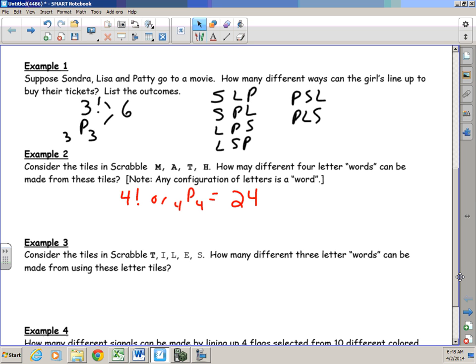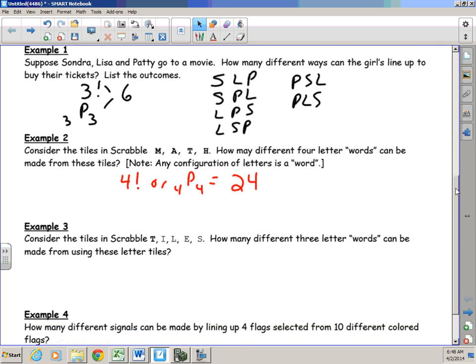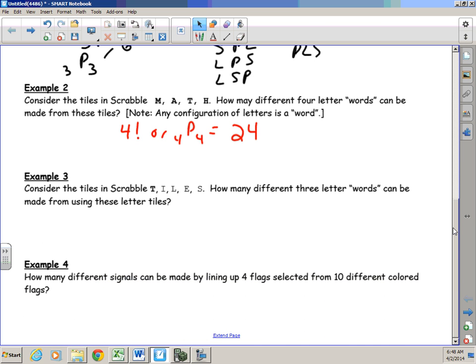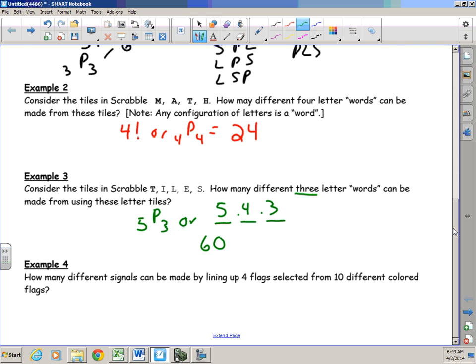Okay? Now, just to show you, I have the letters TILES, and I want 3-letter words. Again, they're all different letters, so it would either be 5P3, because I'm only choosing 3, or here's where that box method comes in. I only am choosing 3, so I have 3 boxes. I could take 5 for the first box, then I'm down to 4, then I'm down to 3. In either case, that gives me 60.